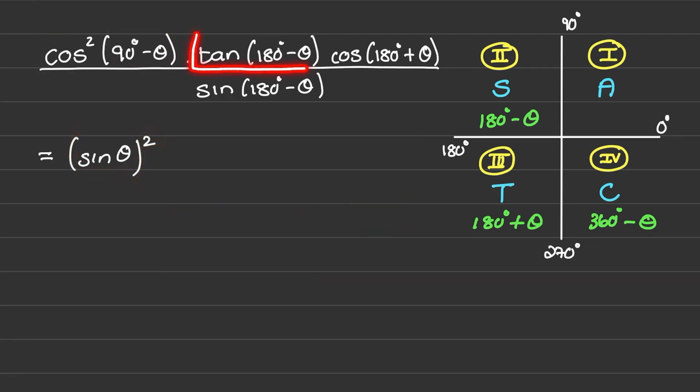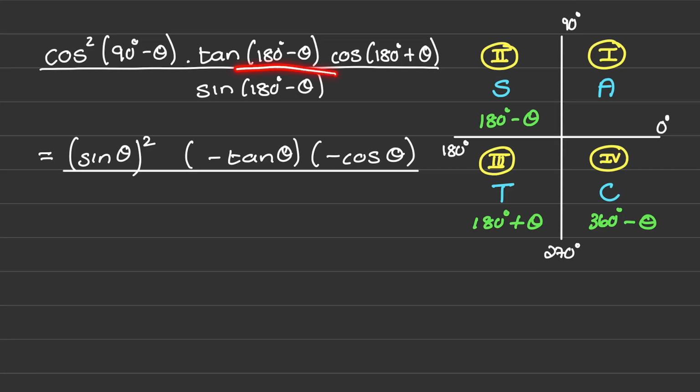Next we have tan of (180 degrees minus theta). That places us in the second quadrant, and we know that only sine is positive in the second quadrant. So this ratio would reduce to negative tan of theta. Our third ratio is cos of (180 plus theta), which places us in the third quadrant, and cosine is negative in the third quadrant, so that is equal to negative cos of theta.